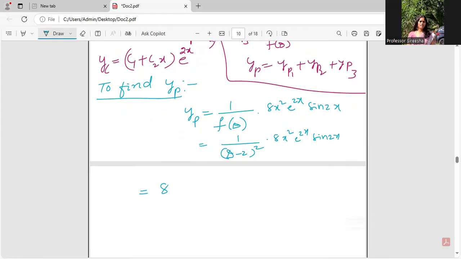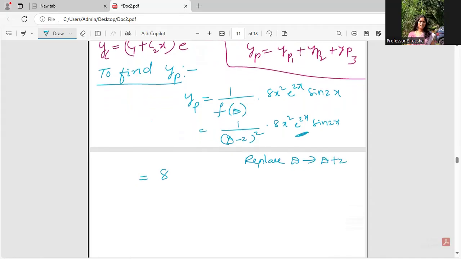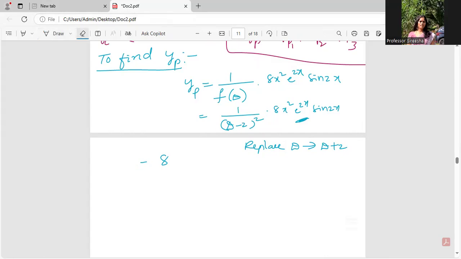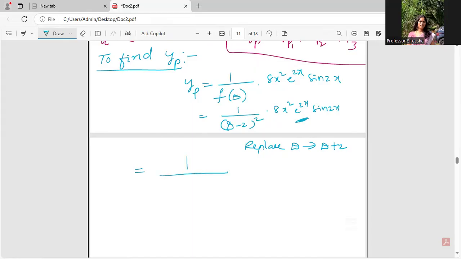Now, first and foremost thing that I'll be doing is replacing d by d plus 2. E power 2x should be given the first priority always while finding solutions to differential equations, right? So what I'll be doing is 1 by, in the place of d, I'll be replacing, 8 is there outside, d plus 2 minus 2 whole square. Okay, x. Of course, e power 2x is already operated, so I can bring it out to the left. X squared and sine 2x are remaining.